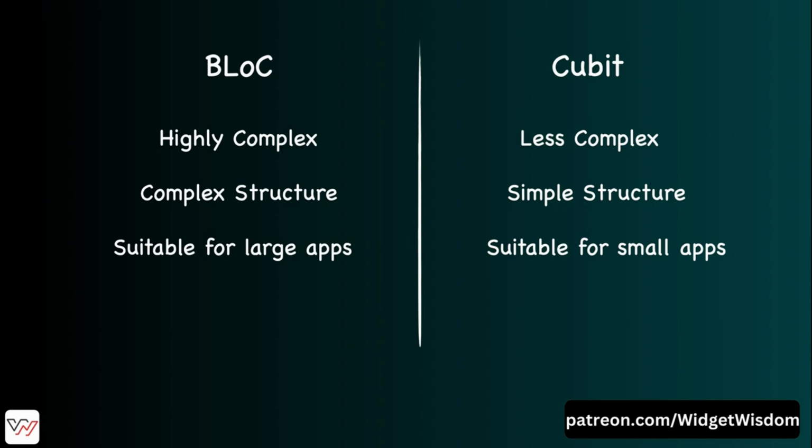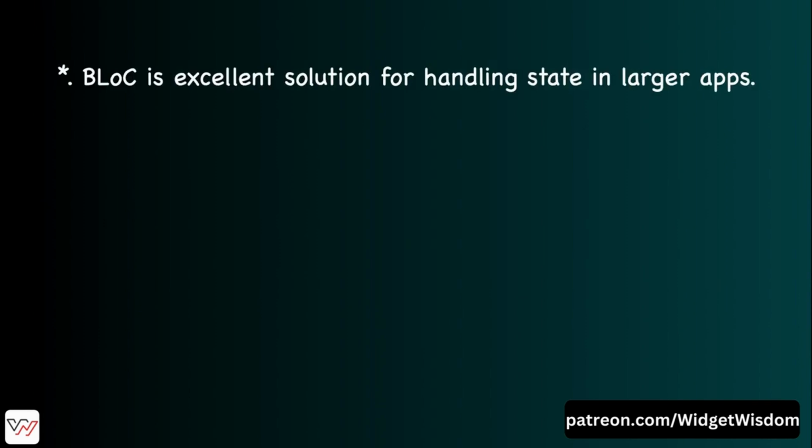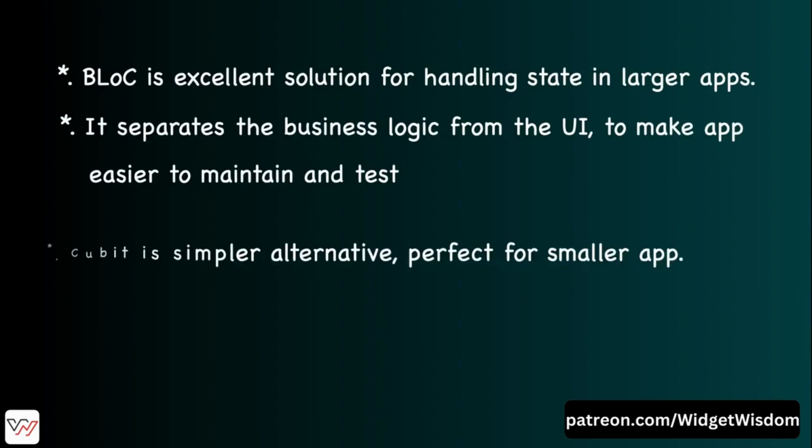In summary, Bloc is for apps that need more advanced state handling with events and states, while Cubit is the simpler, lighter option when you don't need the complexity. To wrap things up, Bloc is an excellent solution for handling state in larger, more complex Flutter apps. It separates the business logic from the UI, making your app easier to maintain and test. Meanwhile, Cubit is a simpler alternative, perfect for smaller apps or when you don't need the full complexity of Bloc. Both are powerful tools and choosing between them depends on the complexity of your app.